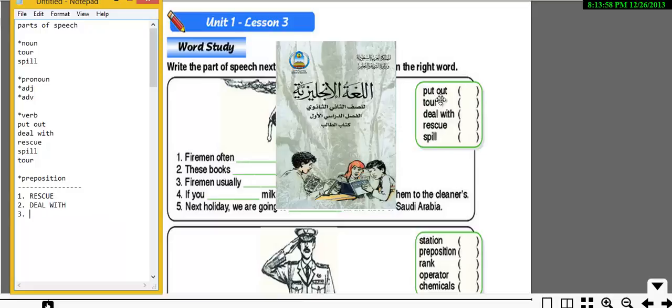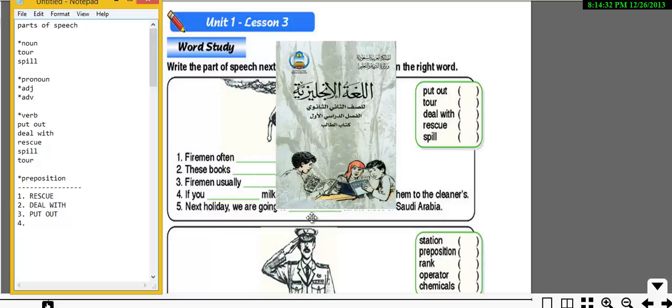And it's either put out or tour. Well, firemen usually tour fires with water. I don't think fires tour. They just don't go around for fun, it isn't tourism. So the only option we got here is put out. This is a methodology of answering which I'm trying to focus on here because I want you to really learn it. The last one: next holiday, we're going to blank all the cities of Saudi Arabia.